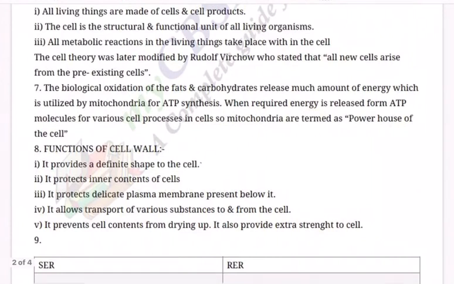Next, question 8. Functions of cell wall. It provides a definite shape to the cell. Yes, without cell wall there is no shape.